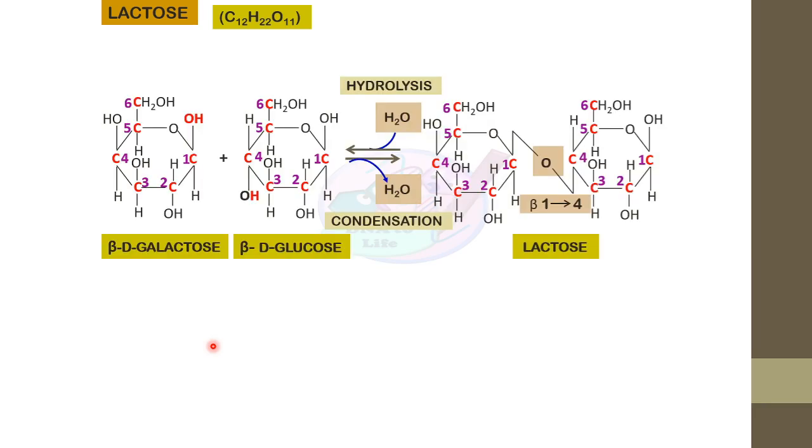Next disaccharide is lactose. Lactose is formed when beta D-galactose and beta D-glucose join together with a beta 1,4 linkage. If you look here, this is the beta form of galactose. Here the anomeric OH is upside, and it reacts with this beta D-glucose, where OH is also upside. The first number anomeric carbon is involved in bonding, so this is beta 1, and this is the fourth number carbon of the sugar. So this linkage is a beta 1,4 linkage.